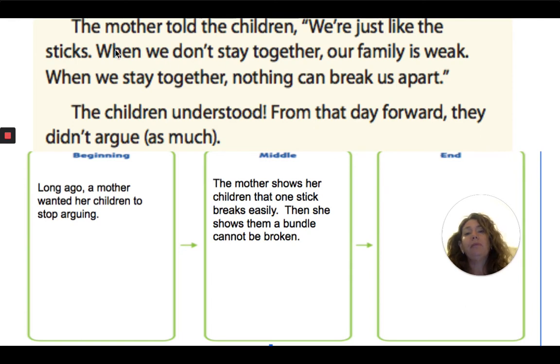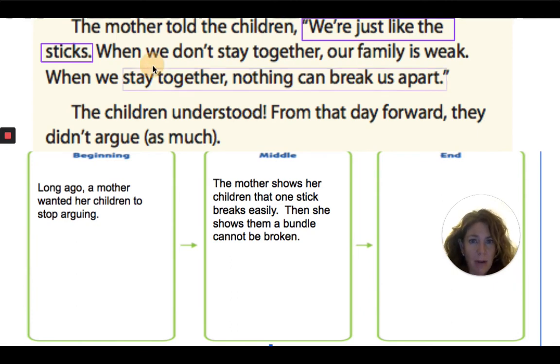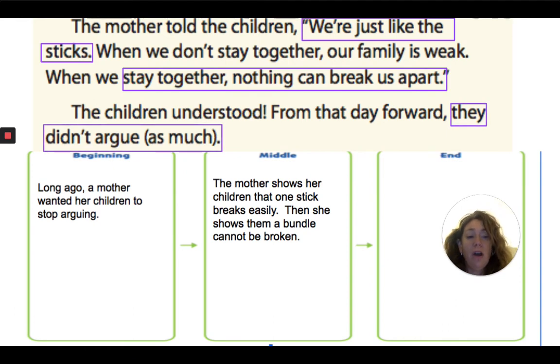Well, what happened here? What was the solution? The problem was they were all arguing. Was there a solution? Did it turn out better? So she's telling them, we're just like those sticks, okay? We stay together and nothing can break us apart. So she's basically telling them, y'all better stop arguing. You need to be together because that's what makes you strong. Okay? And so what happens? They didn't argue as much.